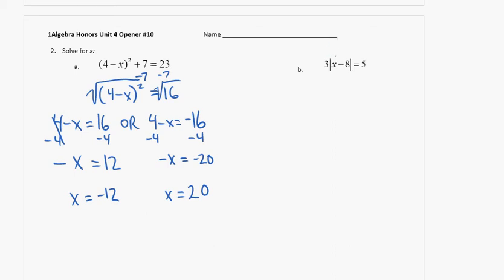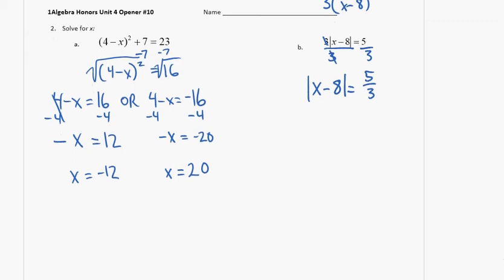Now, absolute value acts a lot like parentheses. So if I had written 3 parentheses x minus 8, I think most of you would recognize that that means 3 times the quantity x minus 8. Well, this is the same thing. This means 3 times the absolute value of the quantity x minus 8. So in order to undo multiplication by 3, I'm going to divide by 3. So I divide both sides by 3, and I have the absolute value of x minus 8 equals 5/3.